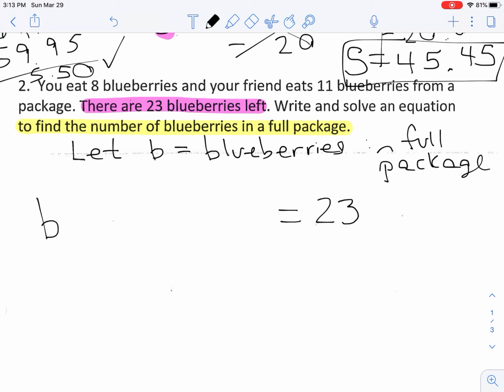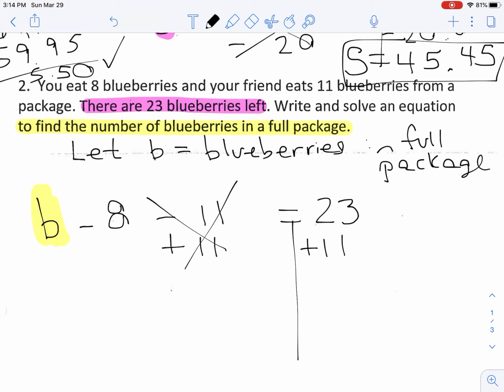So I started with a full package of blueberries. I had 8. My friend had 11, and there were 23 blueberries left. How many blueberries were there in the package to start? So this is what we're trying to figure out. In order to solve for that, we have to get rid of the -8 and the -11. So remember, we have to do the inverse operation. So first, I'm going to add 11 to both sides.